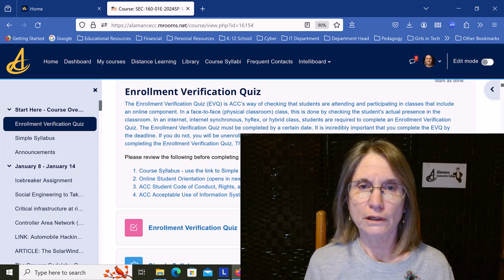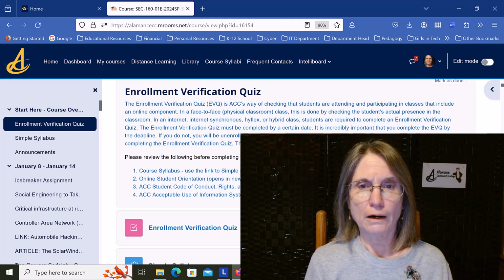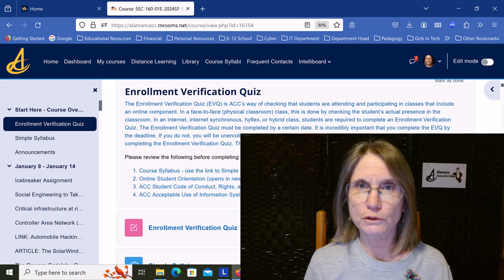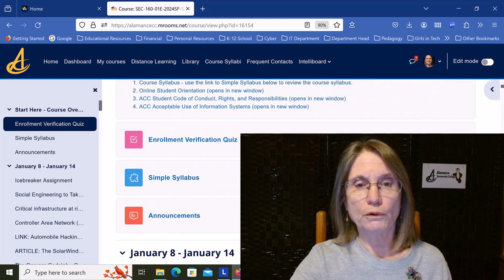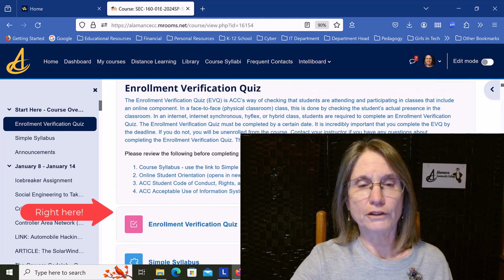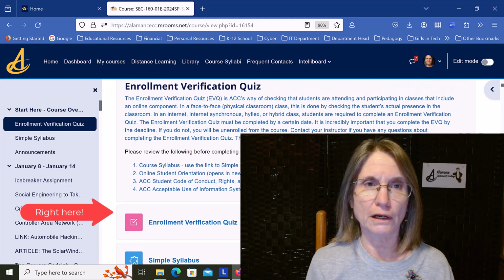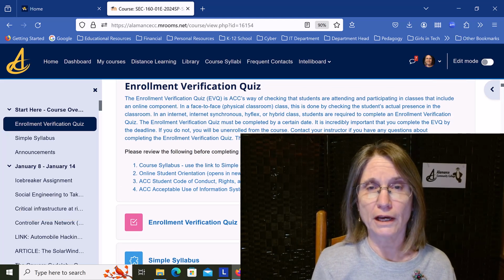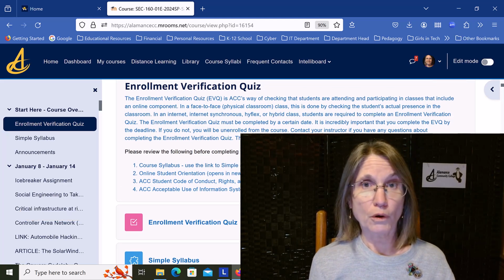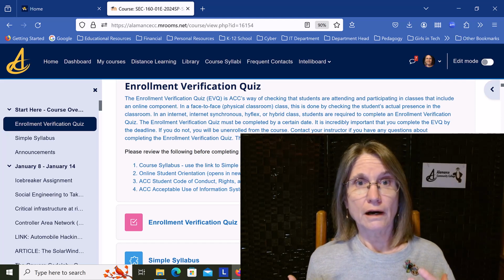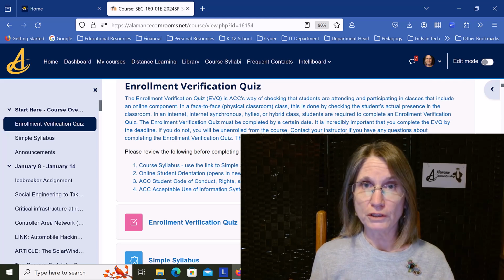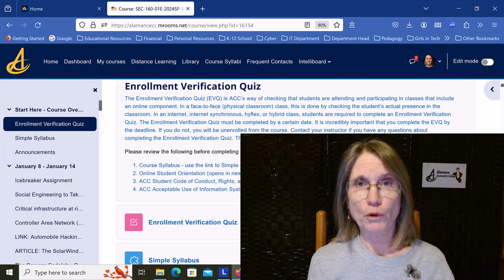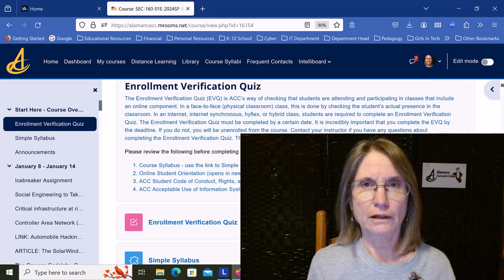So I do implore you to read the instructions here for the quiz. There's a little tutorial, and then the actual quiz is right here below. The taking of this quiz is used by the auditors to determine that you have entered the course, so it's just really important that you have this touch point to verify your attendance.